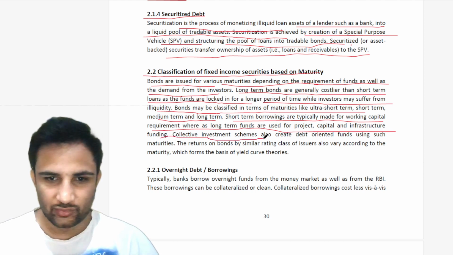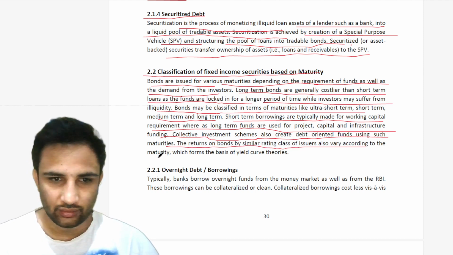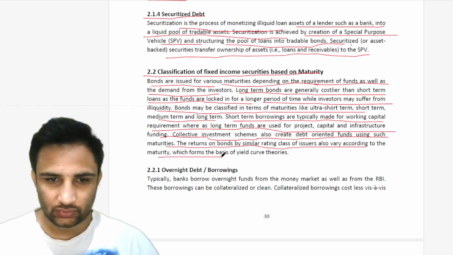Collective investment schemes also create debt-oriented funds using such maturities. The returns on bonds by similar rating class of issuers also vary according to the maturity, which forms the basis of yield curve theories.